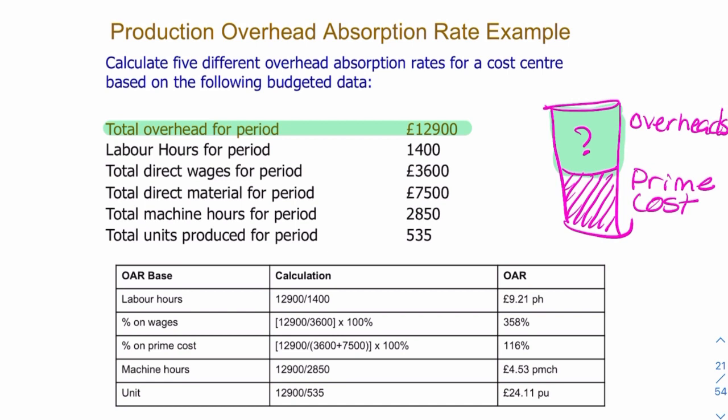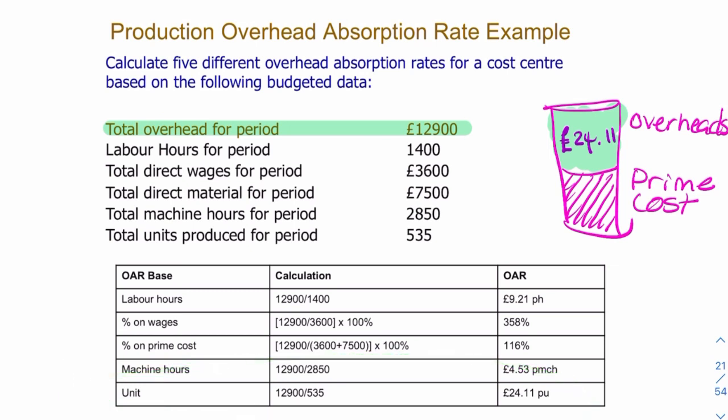So let's look at the data given here. We know that in this period, we've made 535 of these widgets, 535 cost units. So if I wanted to use my first basis, which is per unit, I can simply divide my overhead figure by 535. That gives me £24 per unit. So I can say, okay, every one of these widgets will cost £24 extra per unit to cover the £12.9 thousand. So 535 multiplied by 24 will give you that. So that's my first absorption base.